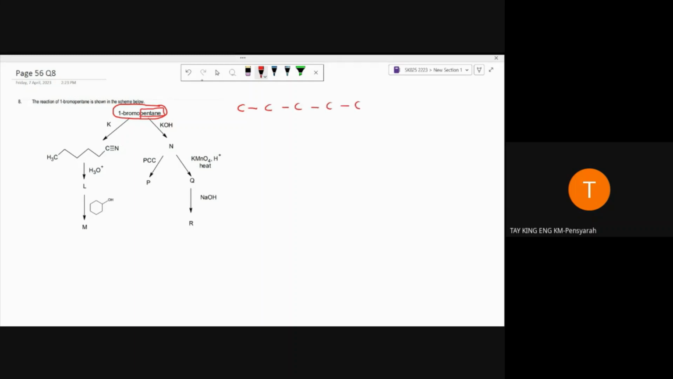Okay, and then 1-bromo. So you can treat carbon 1 from the left or from the right. Okay, so if you take it at the right, it will be Br here. Then only you complete with the hydrogen. So this carbon needs another 2 hydrogen. This one also needs another 2. This one same as this. And the terminal one, we need 3 hydrogen. Because each carbon has 4 bonds.